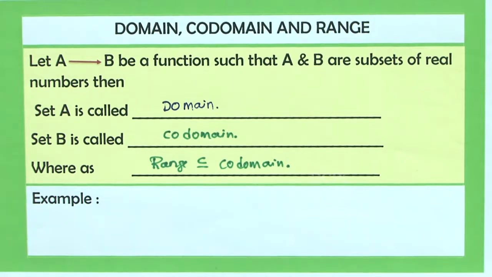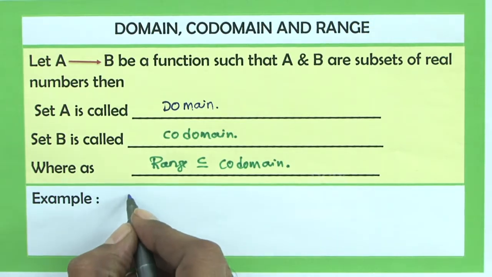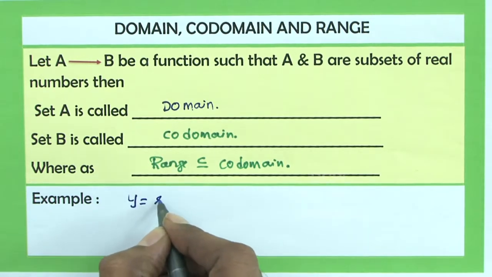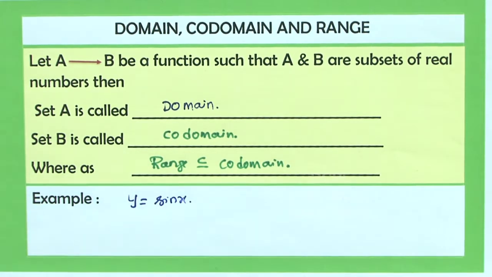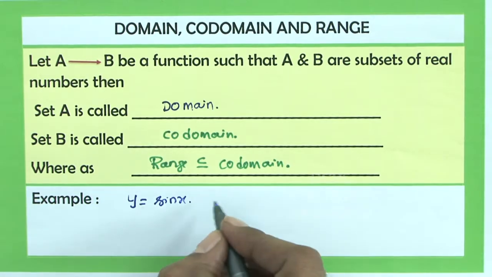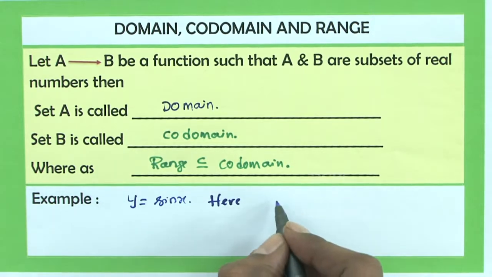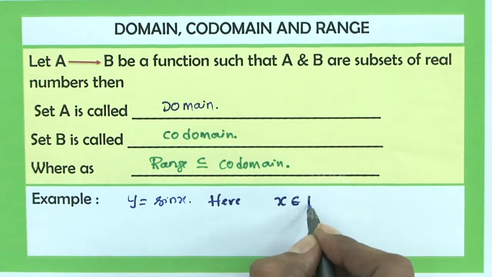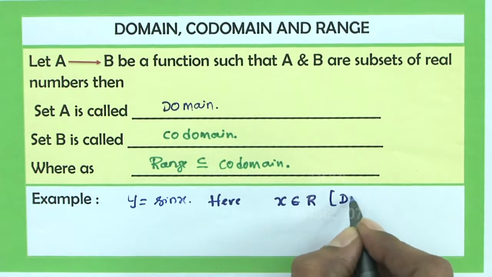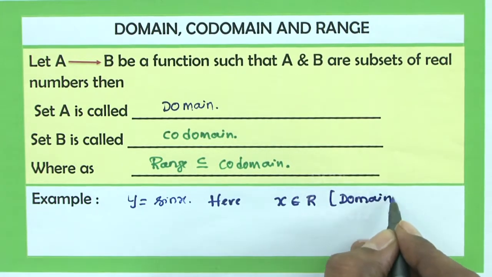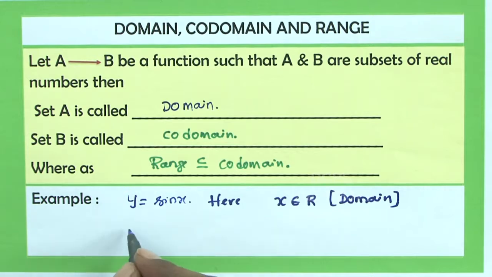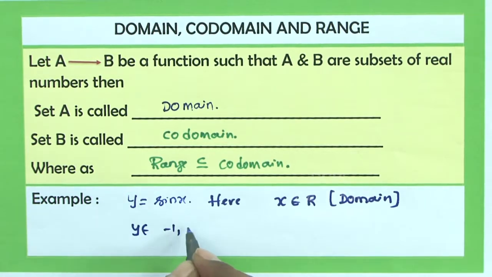However, let us take a simple example, dear students. y is equal to sin x from R to R, right? So, y is equal to sin x. So, here the values of x are called as domain. x belongs to set of real numbers. This is domain, right? And y belongs to -1 to +1. This is range.